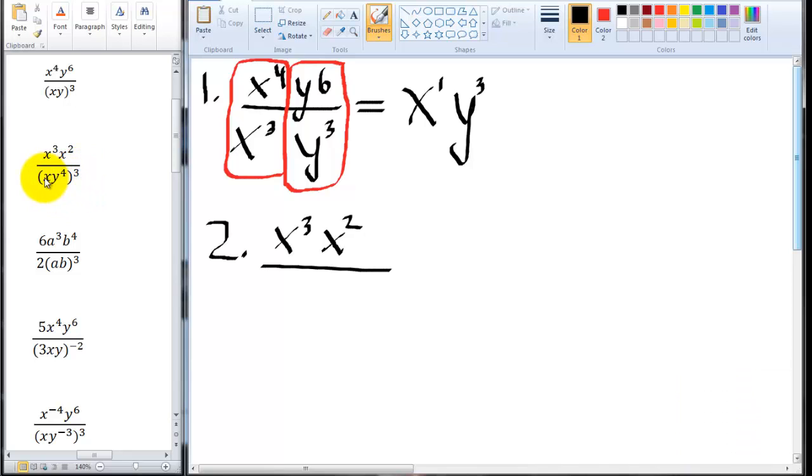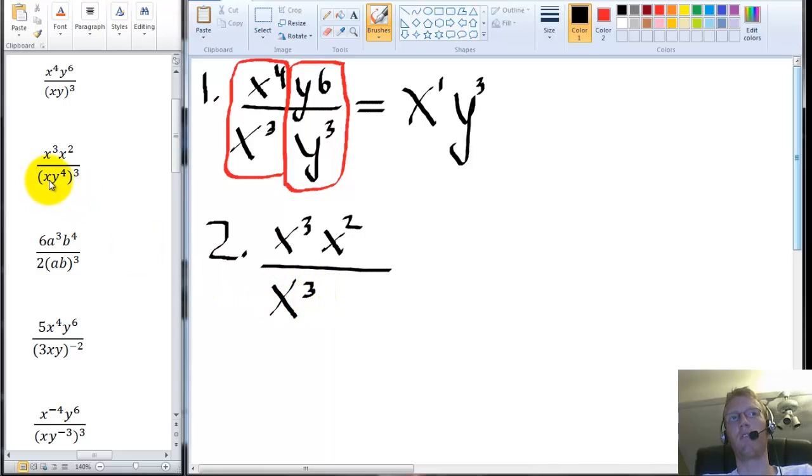Okay, now I've got y to the 4th, and that's happening 3 times. So I'm going to have y to the 4th times y to the 4th times y to the 4th for a grand total of y to the 12th. Again, the shortcut is you multiply the two exponents together. Okay, now I can simplify.